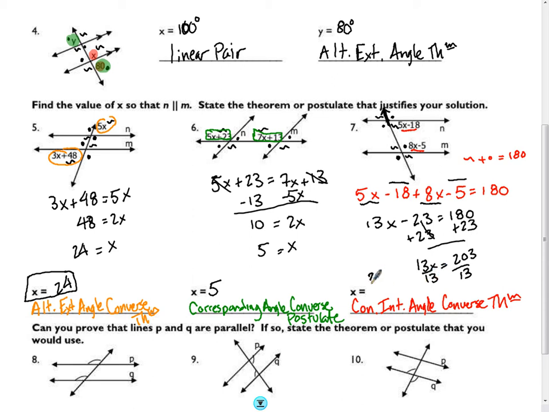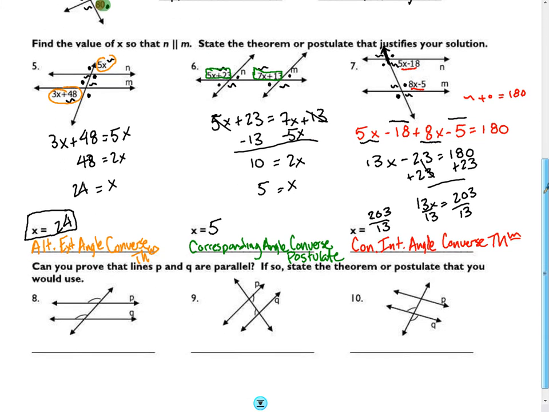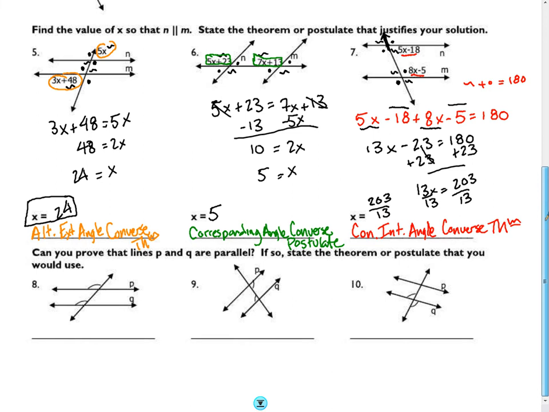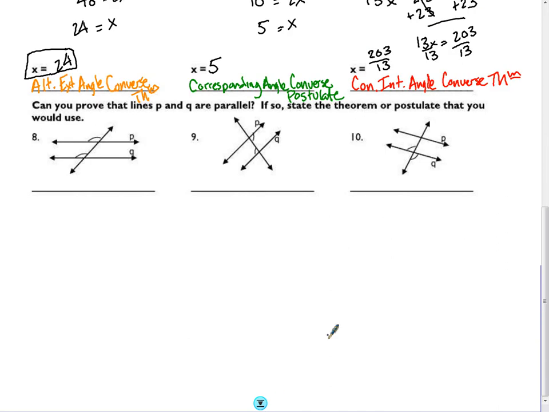Okay? So can you prove, and we're going to move on now, okay? Can you prove that lines P and Q are parallel? That's the question. If so, state the theorem or postulate that you would use. So the first thing it would be helpful to understand in these types of questions is they're asking to prove parallel, which means we're going to be using that converse idea of if the angle relationship matches one of my angle relationships, either congruent or supplementary, then I can show that they're parallel.